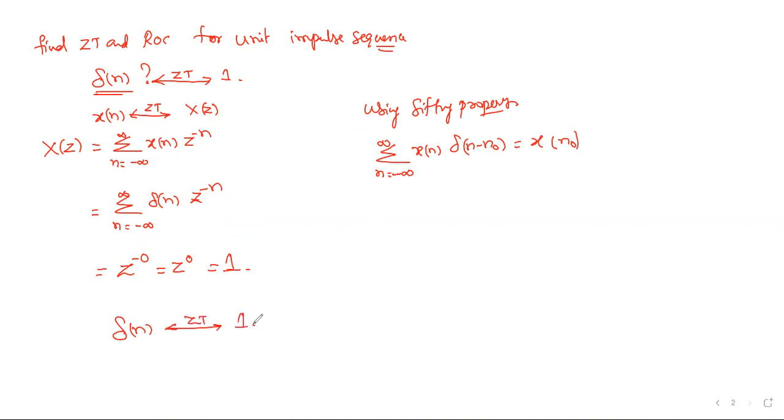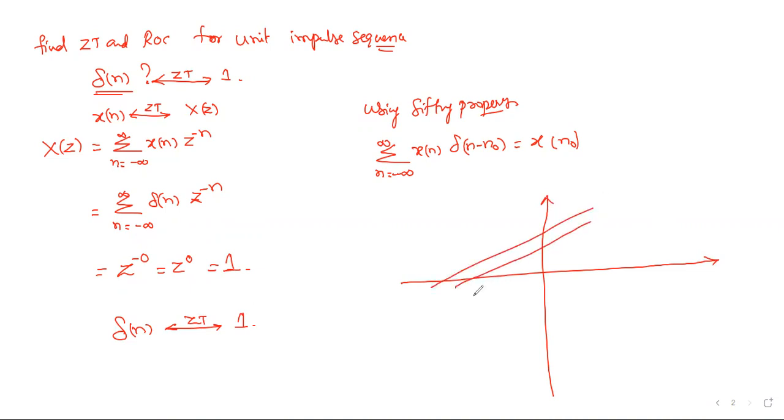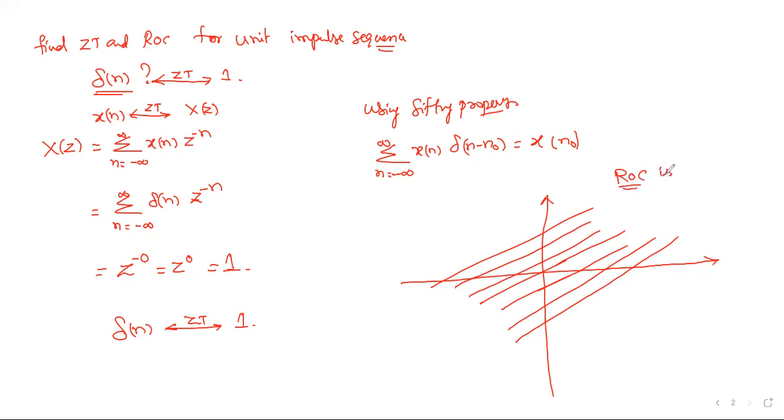So we need to understand what the ROC is for this. Is there any Z term? There is no Z term in the Z transform. So that means the ROC is the entire Z plane. Anywhere you can draw this, the solution for the impulse signal will exist. So the region of convergence is the entire Z plane.